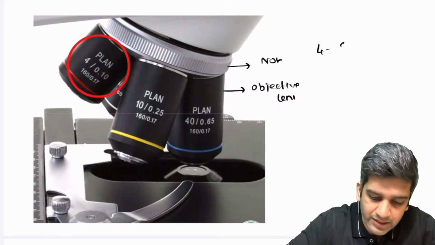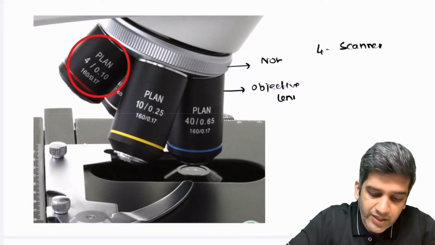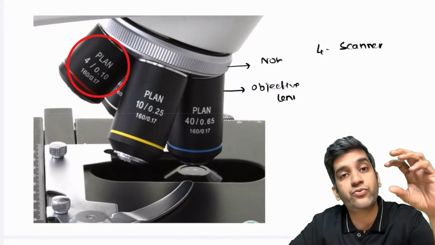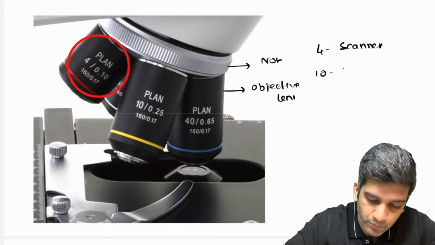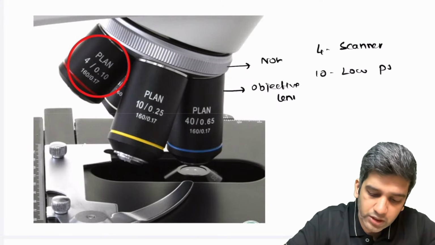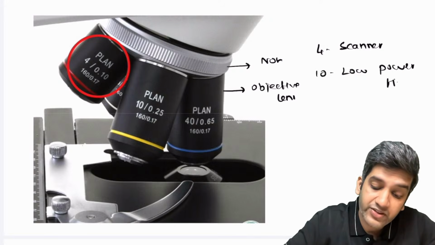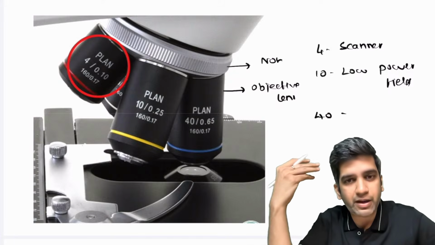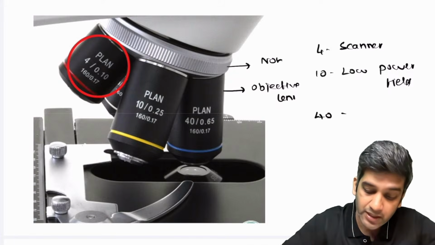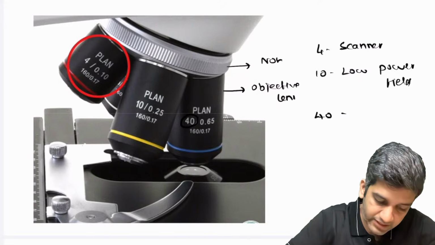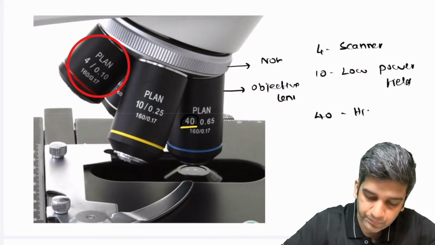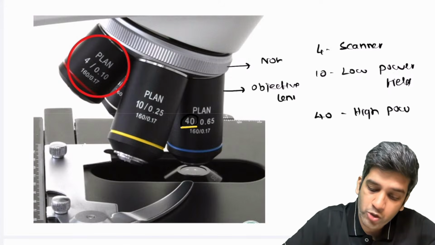4 is something called a scanner view. Whenever I talk or whenever your teacher talks, scanner view, you see this. That's a 4x, right? 10x is low power. We call it low power field. These are very, very important, especially when you grow into systemic pathology or any part in surgery. These are important terms. 40, this lens 40, right? This is 40. 40 is high power field.